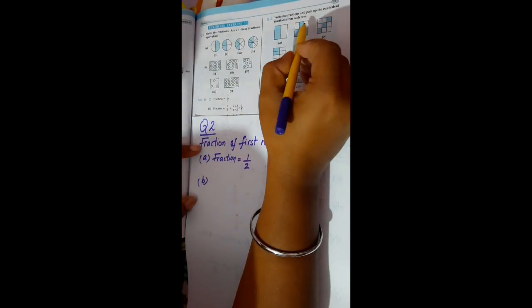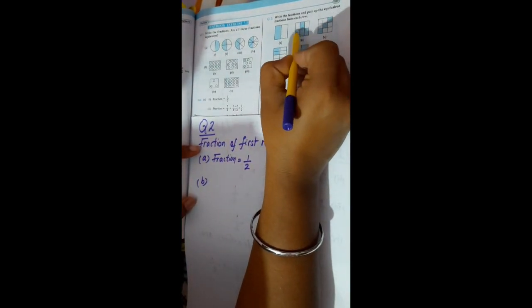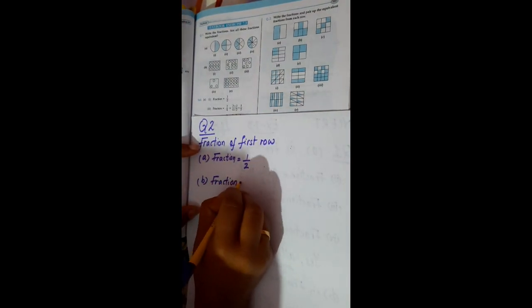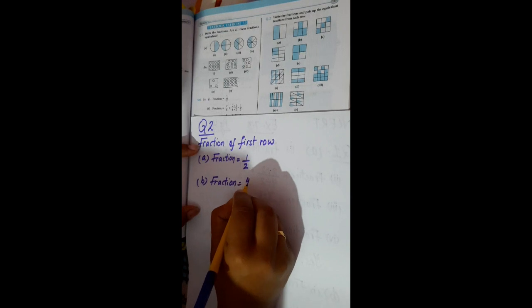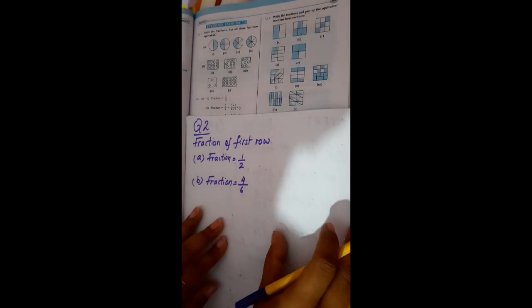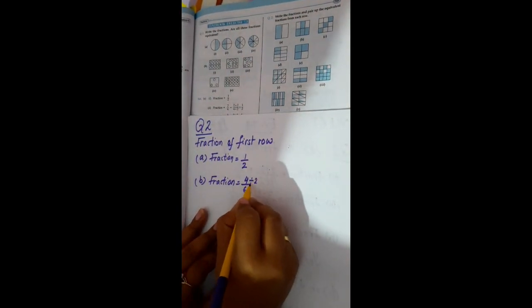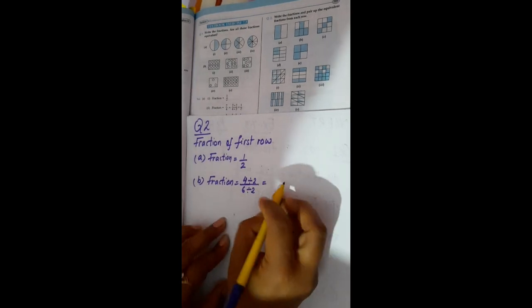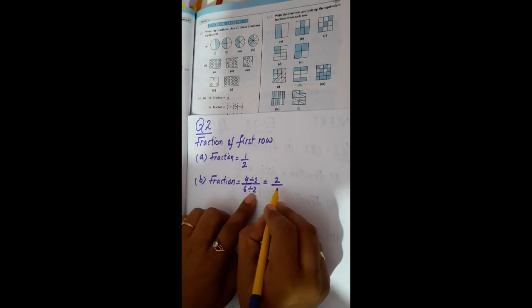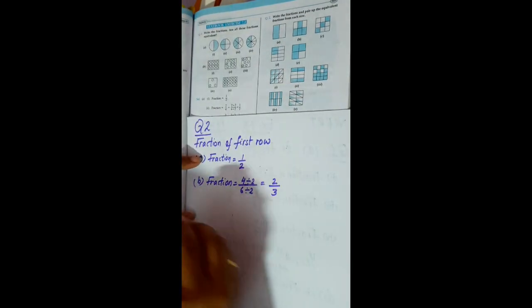In B part, this figure is divided into 1, 2, 3, 4, 5, 6 into 6 equal parts, and out of 6, 4 parts are shaded. So here fraction of B part is equals to 4 upon 6, and you have to reduce 4 upon 6 as 4 and 6 both are divisible by 2. 4 divided by 2 you will get 2. 6 divided by 2 you will get 3.